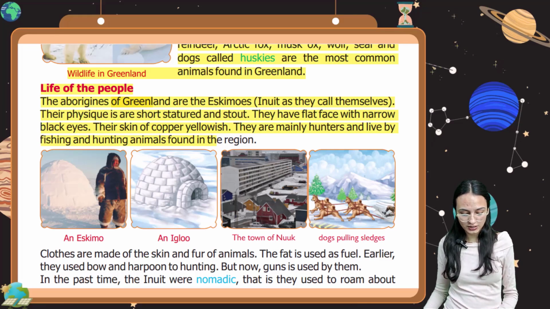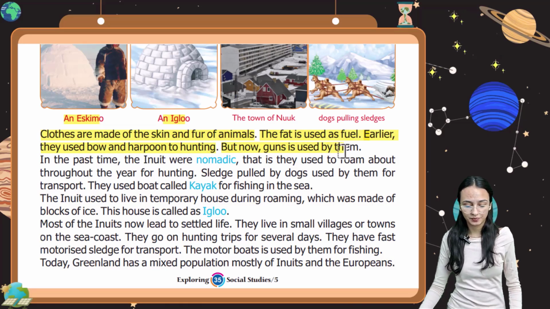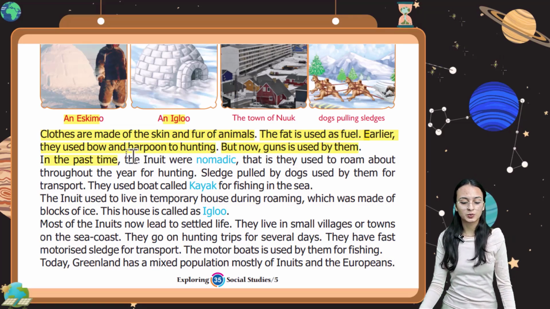Here you can see an Eskimo. They live in igloos. Clothes are made of the skin and fur of animals. The fat is used as fuel. Earlier they used bow and harpoon for hunting, but now guns are used by them. In the past, the Inuits were nomadic, that is, they used to roam about throughout the year for hunting.